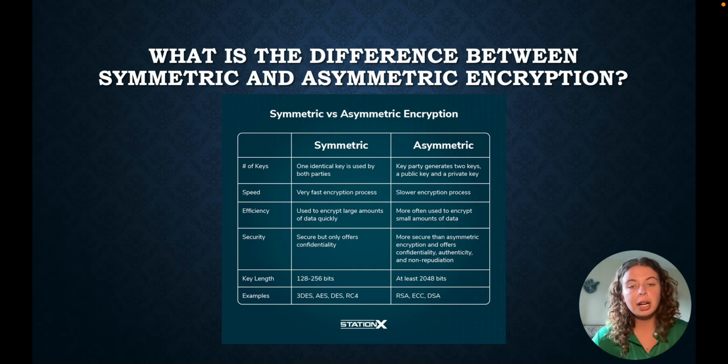So only the corresponding private key can decrypt the data encrypted with the public key. And this process is slower because it is computationally more expensive and slower compared to symmetric encryption.